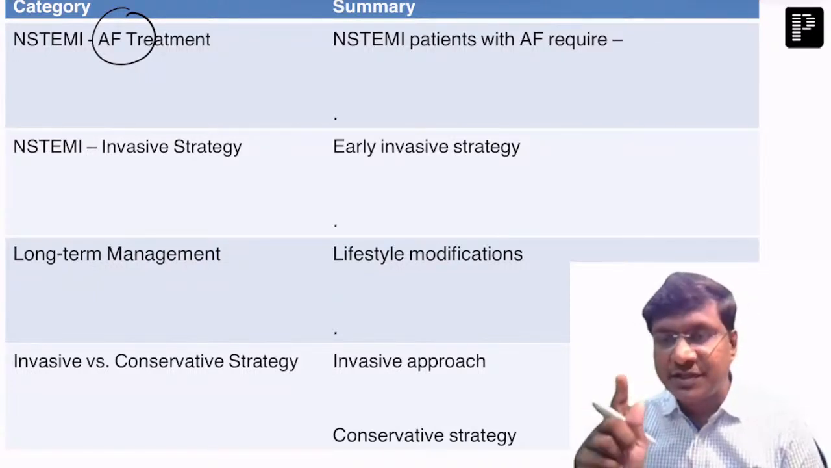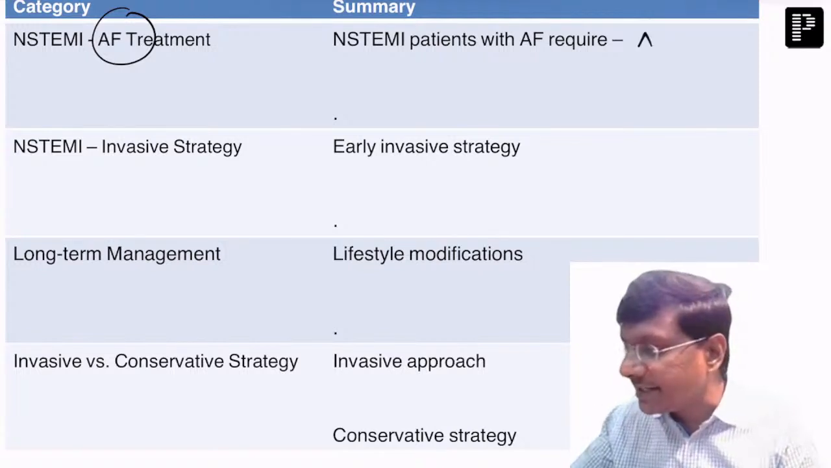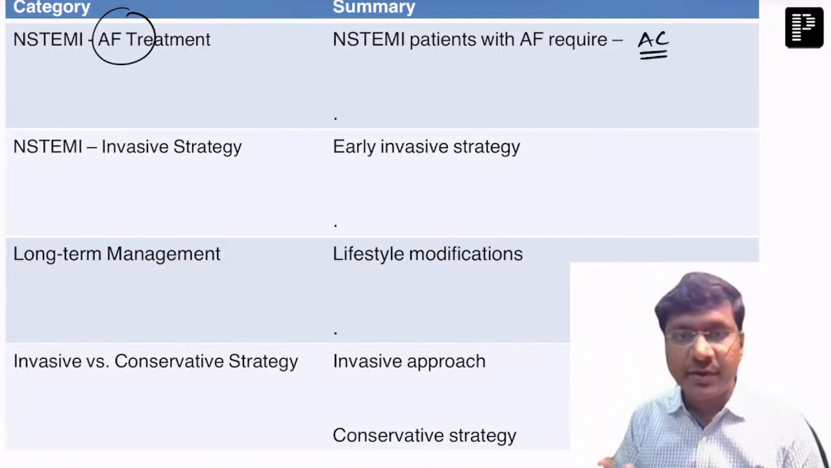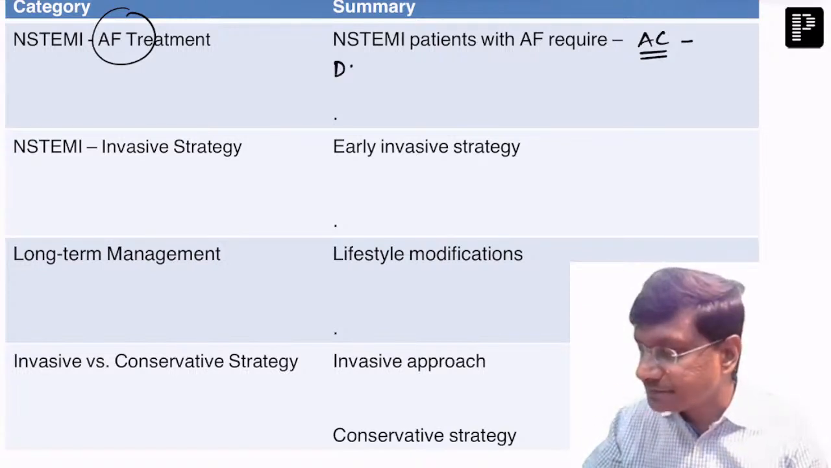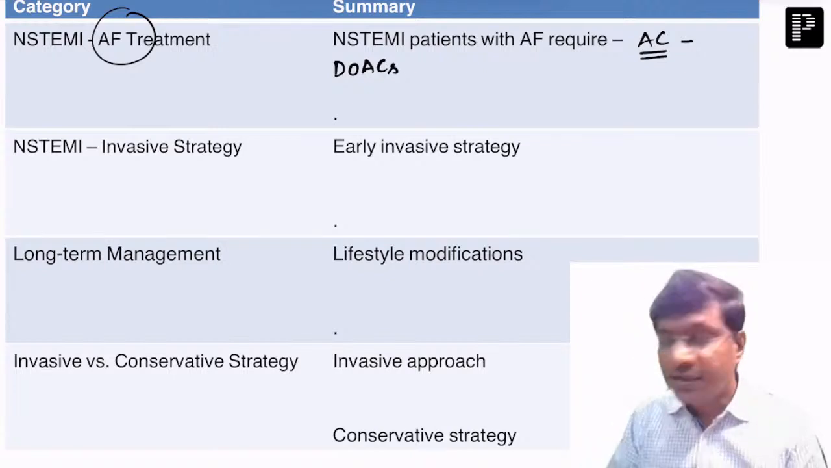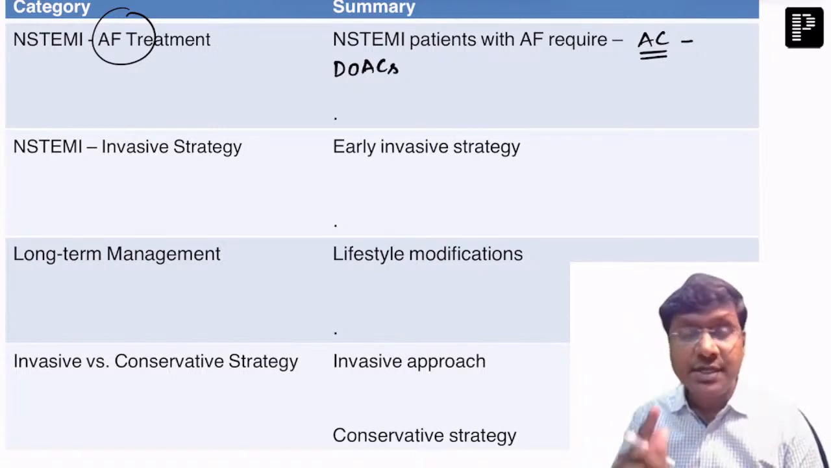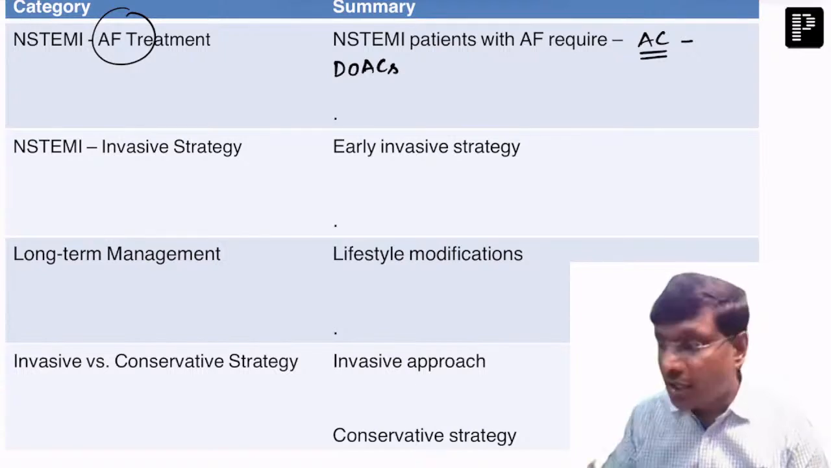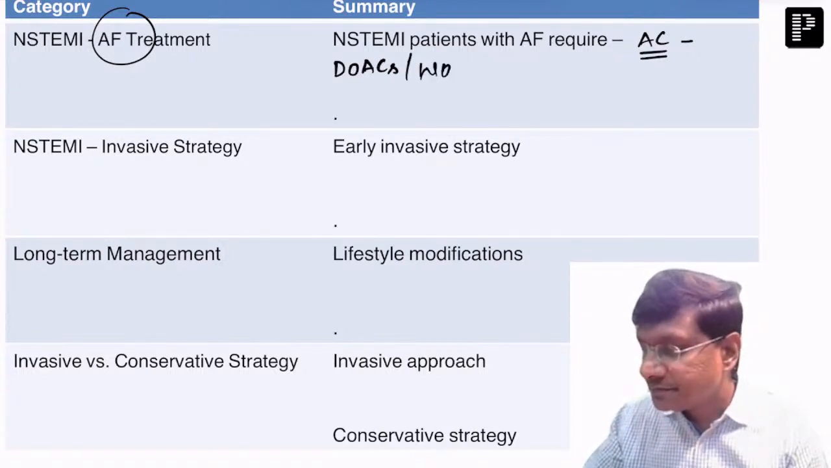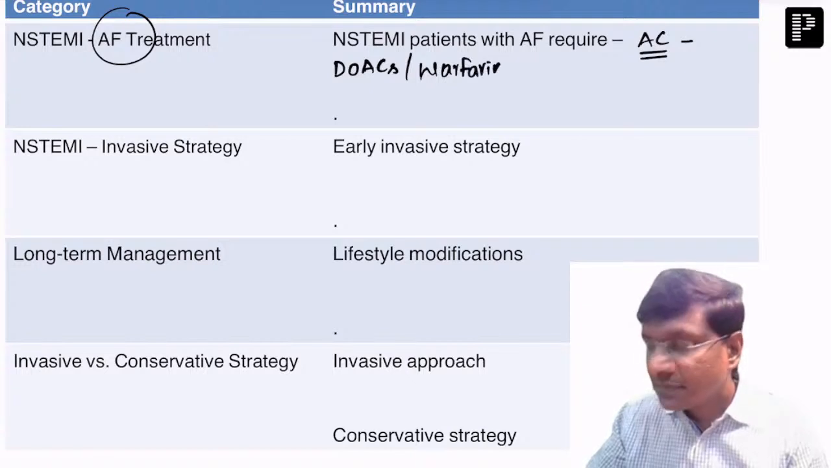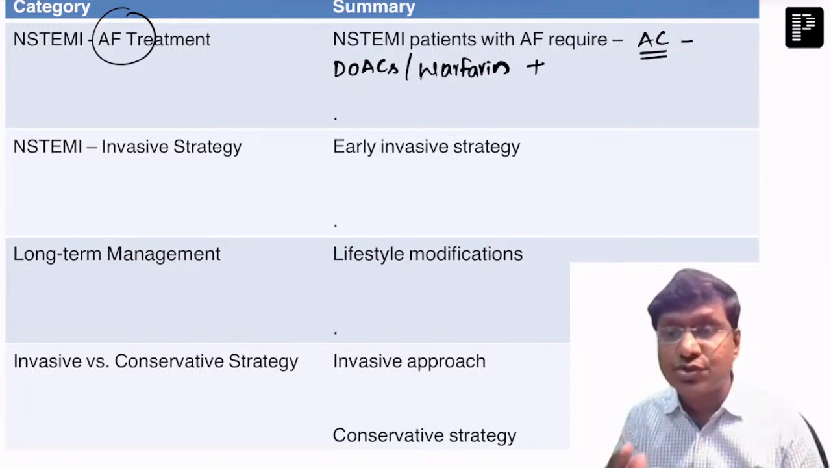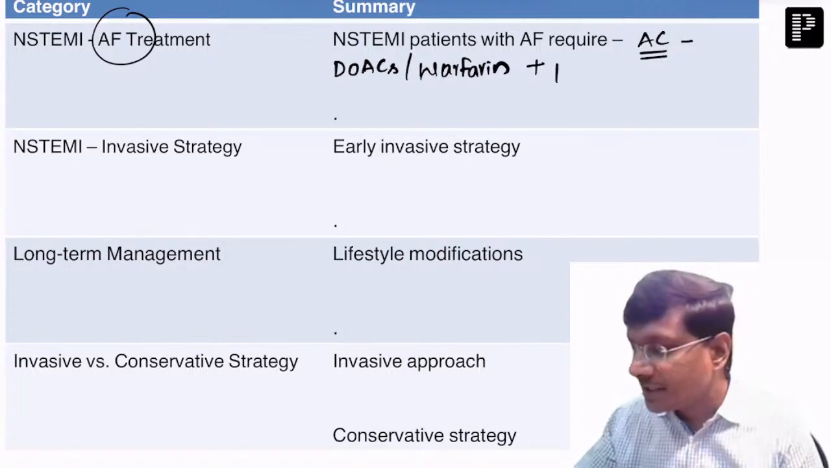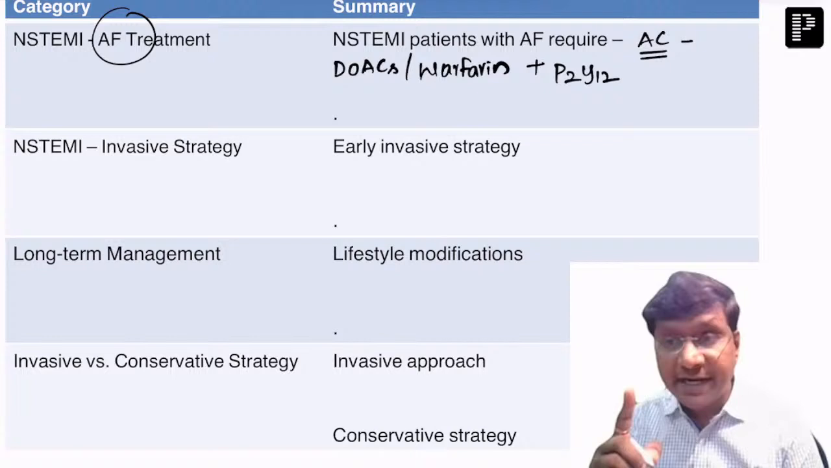So NSTEMI patients with AF will require anticoagulation. And the anticoagulation that you need to give is newer oral anticoagulants, right? Or you need to give warfarin. Now, along with this anticoagulation, you also need to give the antiplatelet therapy, that is P2Y12 inhibitors.